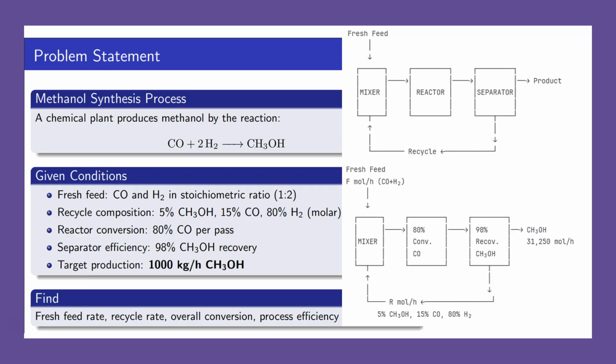Now I already told you that the simple flow diagram of the process is given in that slide. The fresh feed enters the mixer. Here you can see where it combines with the recycled stream. This combined stream then flows into the reactor where the conversion takes place. The output from the reactor is sent to the separator where the product methanol is largely recovered and the remaining stream, which contains unreacted gas and some methanol, is sent back as the recycled stream to the mixer. The recycle loop is key to improving the overall process efficiency.